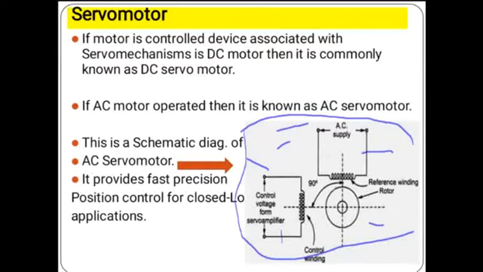If we want to change the rotation or direction of the motor, for that we change the phase difference between the two stator windings. Due to that we can change the rotation of the motor. So this is the function of the AC servo motor.